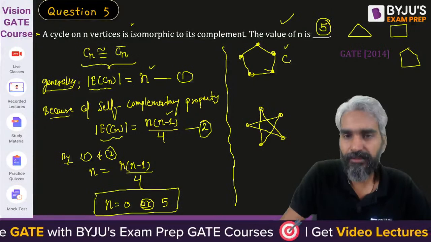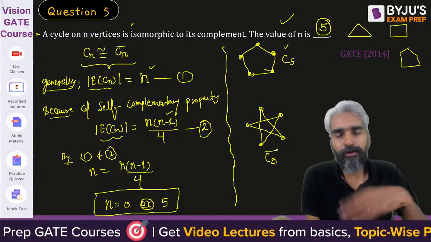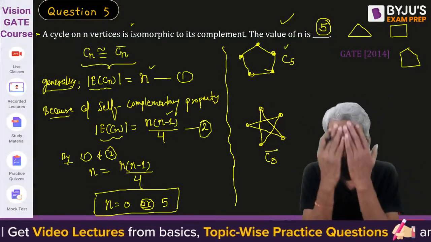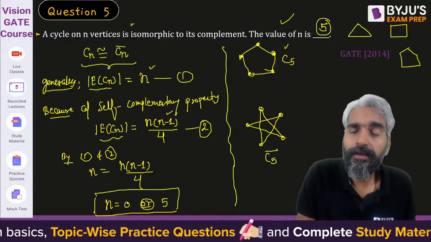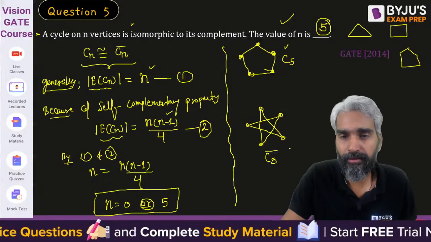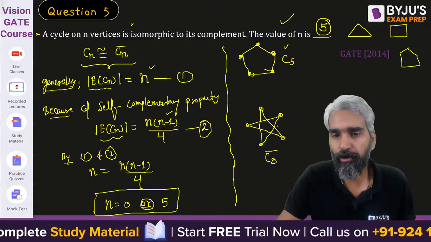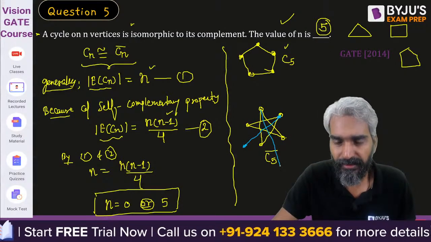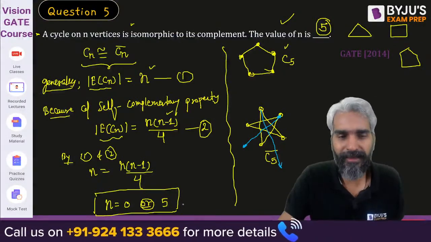So if this is your C5, then this is the complement of C5. Do they look the same? Do they look isomorphic to each other? Generally your mind may not give you the intuition that the complement of C5 will be isomorphic to C5 by looking at this graph. But if you closely observe, the mathematical formula cannot give you the wrong answer. If you stretch it in this direction, and then in this direction, you will start feeling that yes, it is like a cycle.